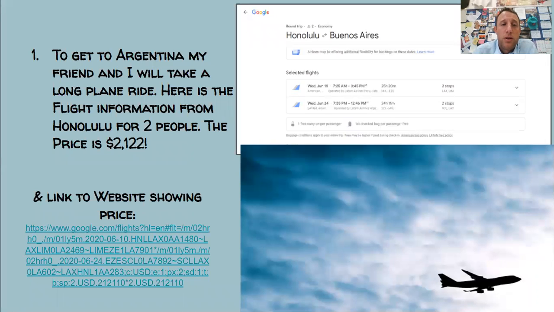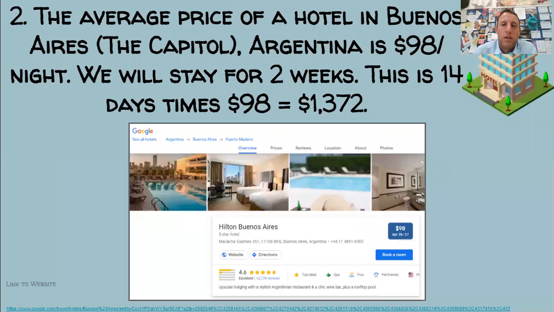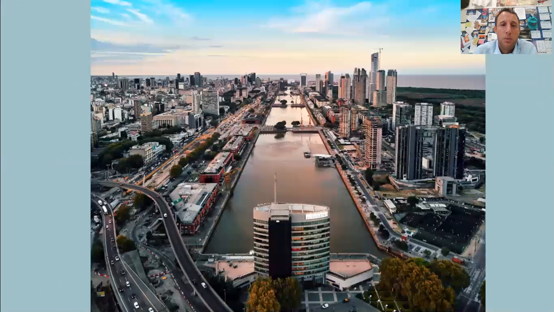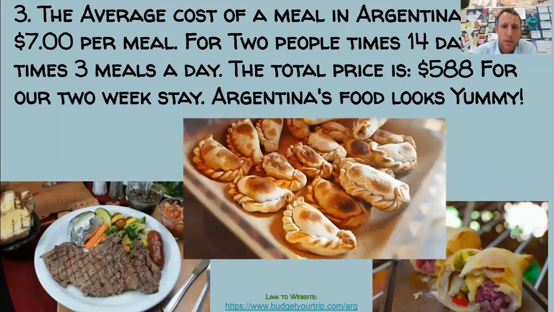So you need to research the flights, you need to write complete sentences, you need to do the analysis for 2 people traveling. So there you can see Honolulu to Buenos Aires, which is in Argentina, which is my country that I selected. You can see the average price of a hotel, and you have to look that information up and then multiply it by the number of days that you'll be staying in there. Here's just a picture of Buenos Aires. You also have to think about the cost of a meal. So there you can see the price. And everything, which I will go through the whole rubric towards the end.